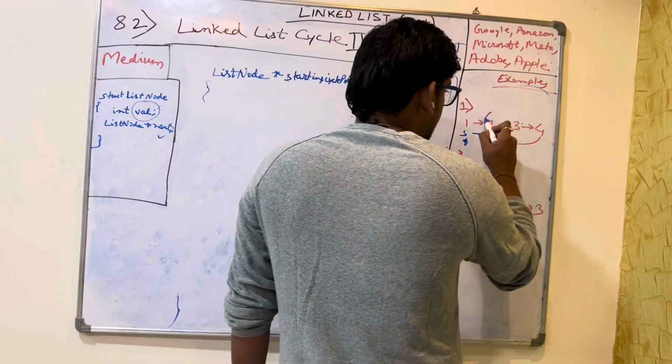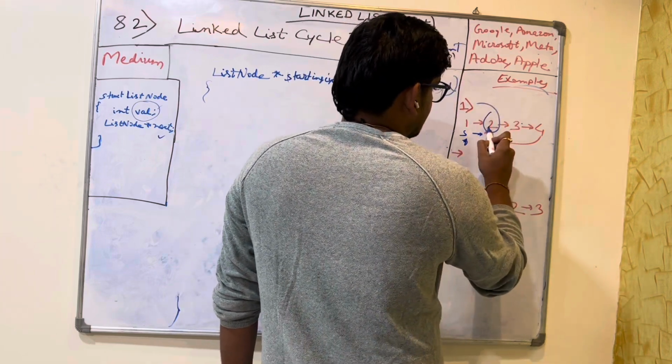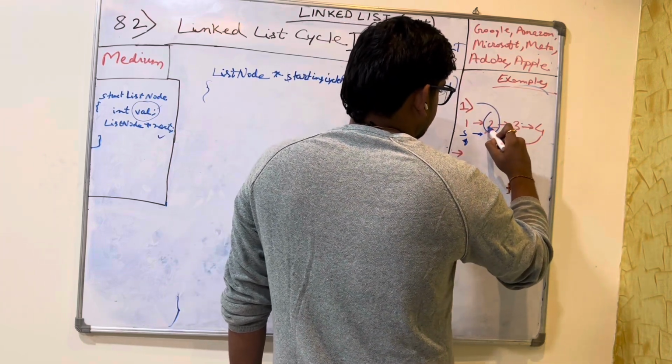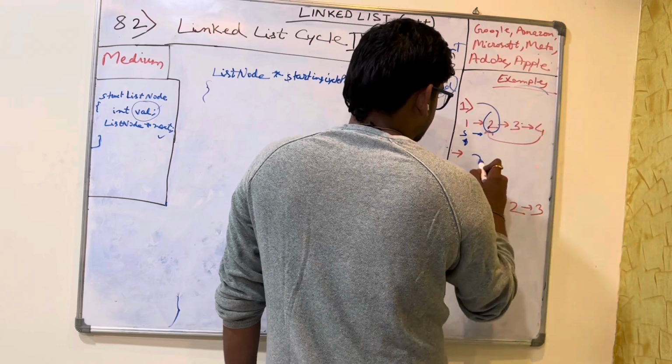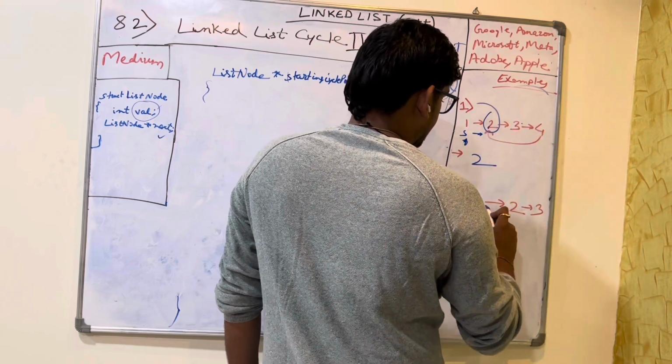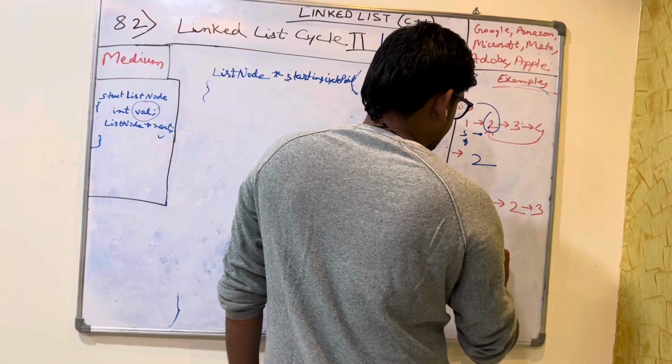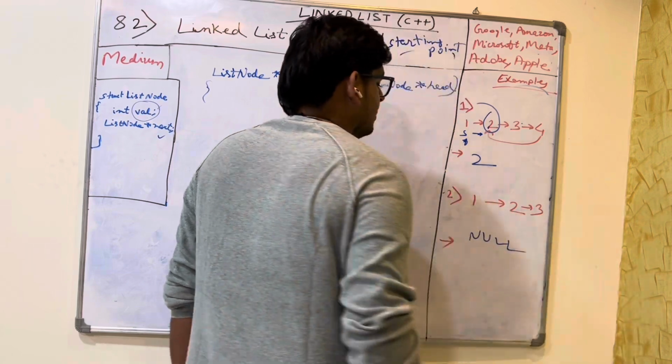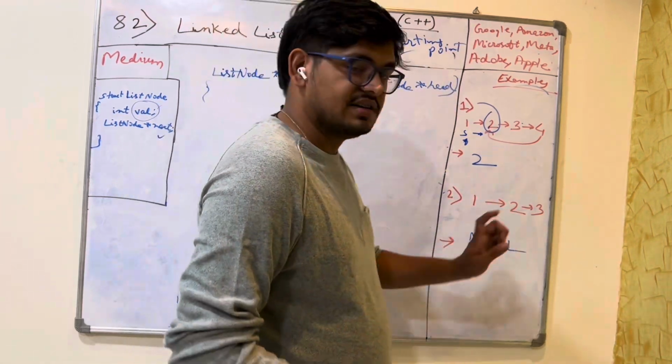So now how do we determine here? So we know that the starting point of the cycle is 2. It starts from 2, 3, 4, 2, 3, 4, it will repeat. So the node 2 is the starting point. Here there is no starting point, right? Since there is no cycle, there is no starting point of the cycle, so we will return null.